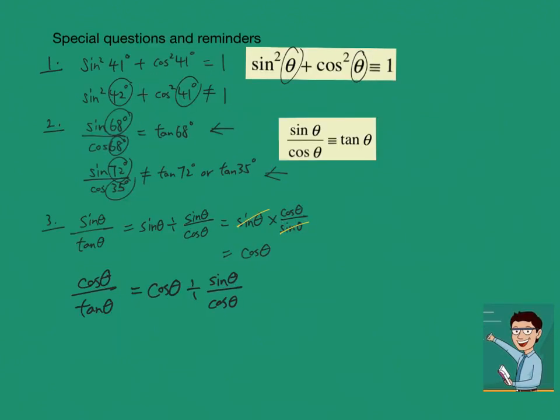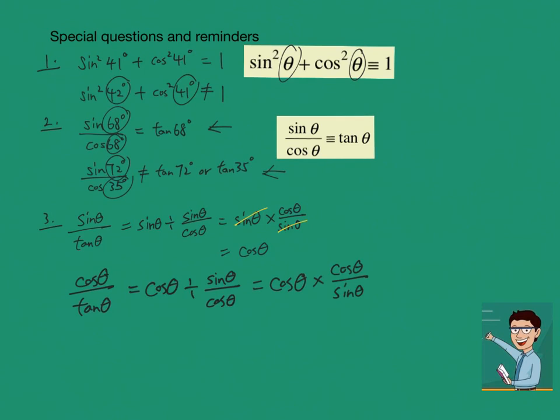Done. Then how about cosine theta divided by tangent theta? By using the same method, we write it as cosine theta divided by, change tangent to sine over cosine, and then after that, change it to times cosine over sine. Now you can see we cannot cancel cosine theta because both of them are on the upper part. Therefore, you can simply multiply them to get cosine squared theta over sine theta. And also, you can change cosine squared to 1 minus sine squared theta.